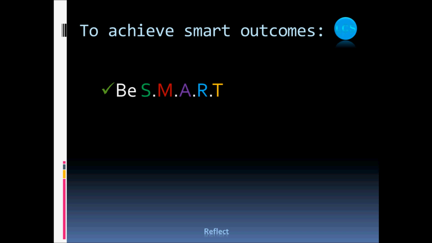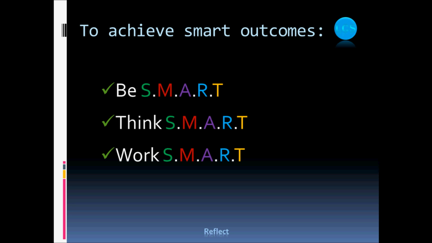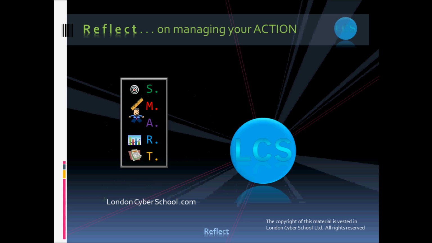To achieve SMART outcomes, we need to be smart. We need to think smart and plan in a smart way. But it doesn't stop there. We need to ensure that when we implement this, we work smart. We need to reflect and review everything that we are doing so that we continue to improve our performance. Reflect on managing your actions.